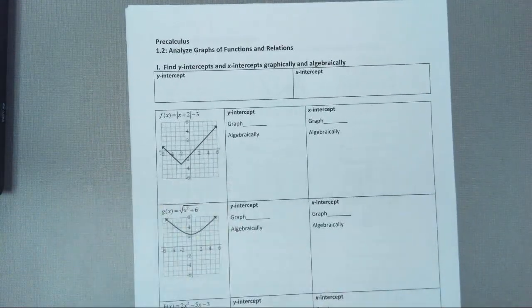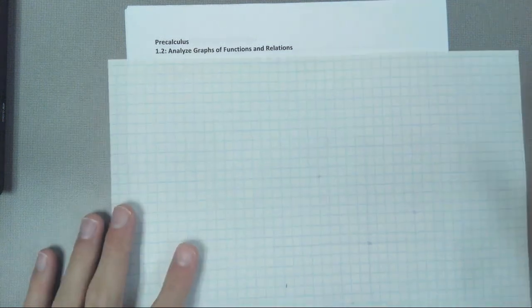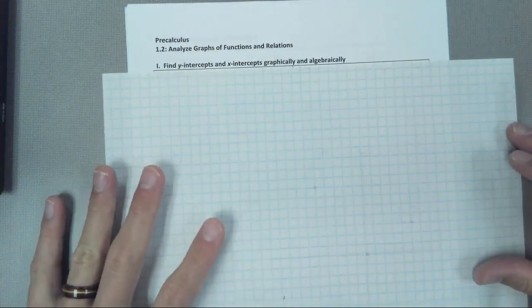All right, so analyzing graphs and functions of functions and relations. For today, we're going to start with finding y-intercepts and x-intercepts. As a quick reminder, you should know what x-intercepts and y-intercepts are.